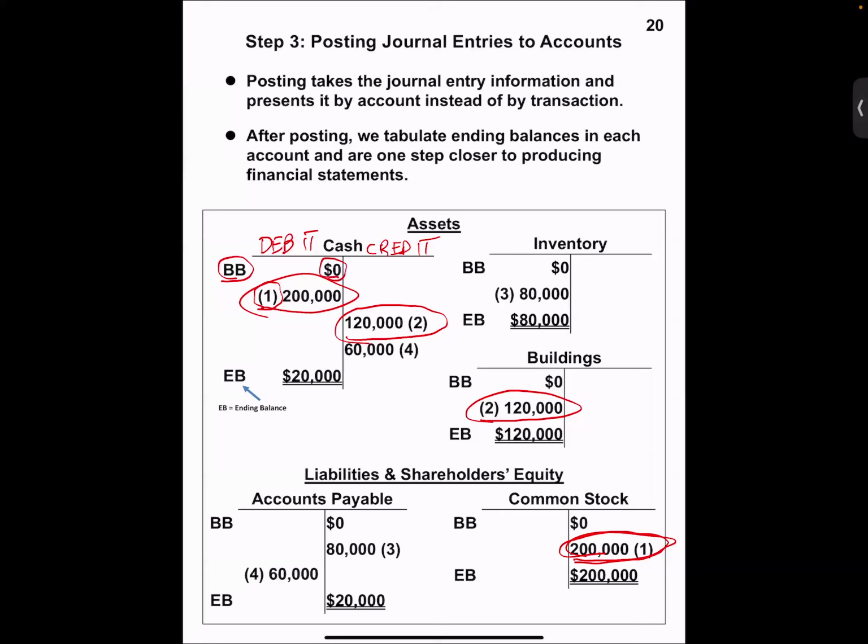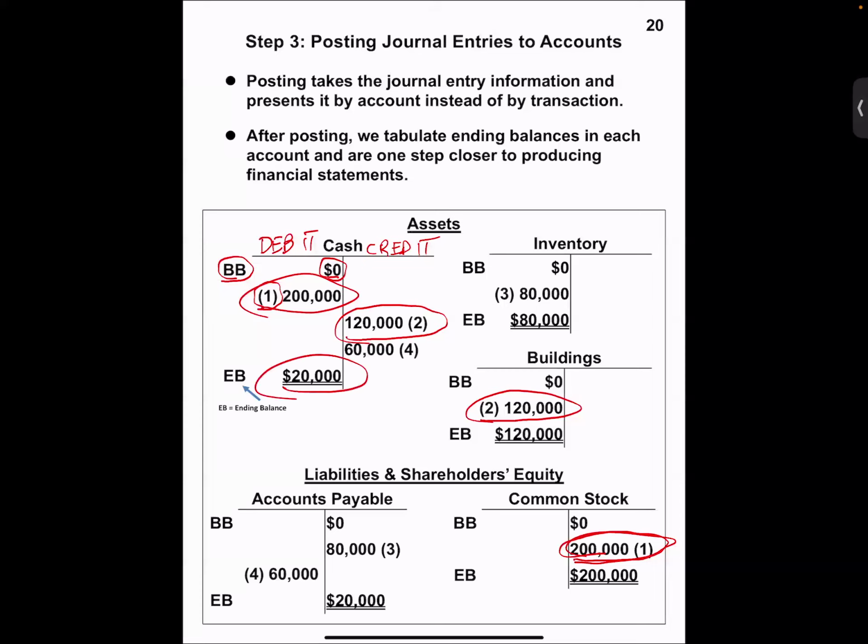And then subtract any transactions on the other side of the account. In this case, there's a total of 180,000 on the other side. So again, to repeat, we start with the beginning balance, add anything on the same side as that beginning balance, 0 plus 200 minus 180. That leaves us with a $20,000 balance on the debit side. The total debits, 200,000, were greater than the total credits of 180, leaving us with a debit balance of 20,000.